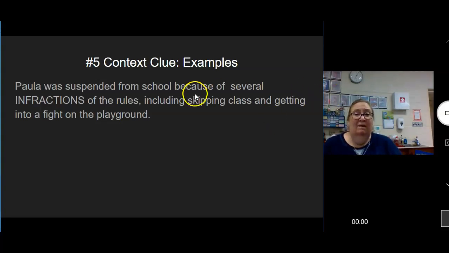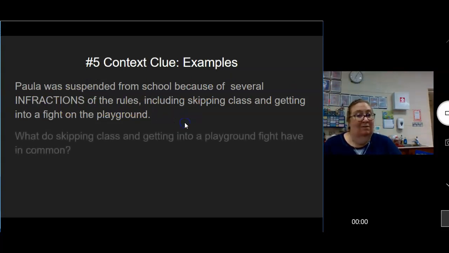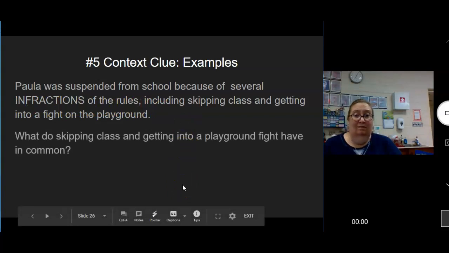Well, Paula was suspended because of several infractions of the rules. What did she do to the rules? She broke the rules. Skipping class and getting into a playground fight are against the rules. So the infractions are breaking the rules.